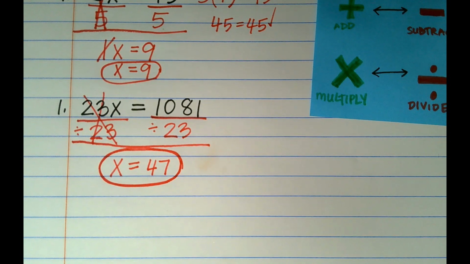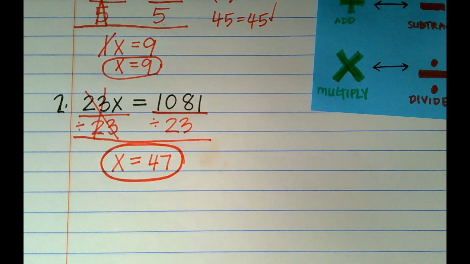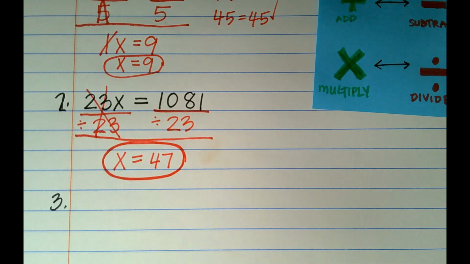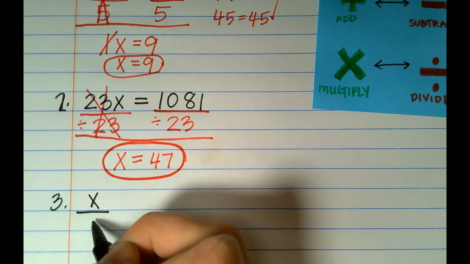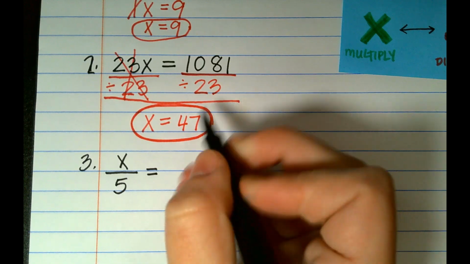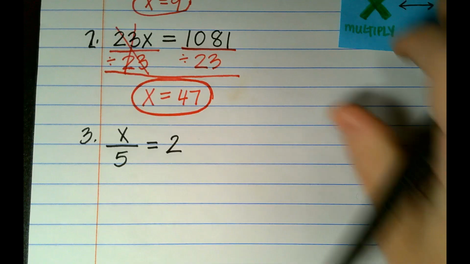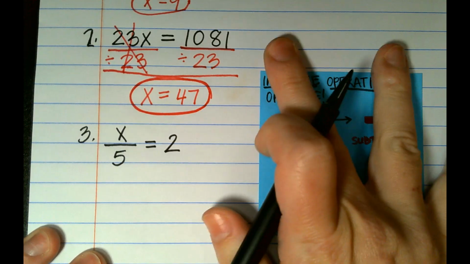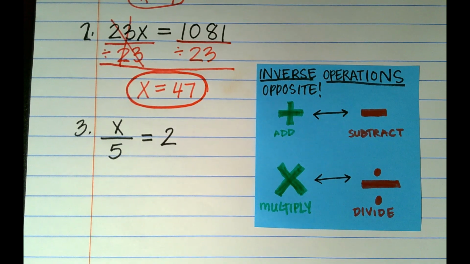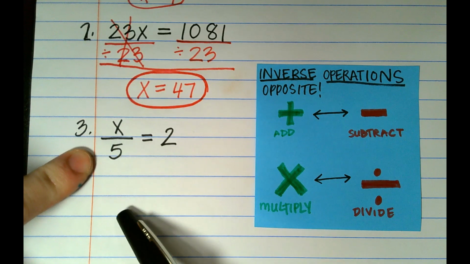Good. Now, what about if I gave you x over 5 equals 2? Before we look at this and say, what's going on? What does this mean? X over 5. Can you do the same thing?